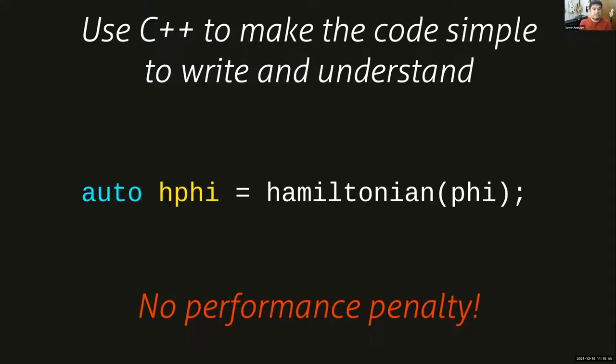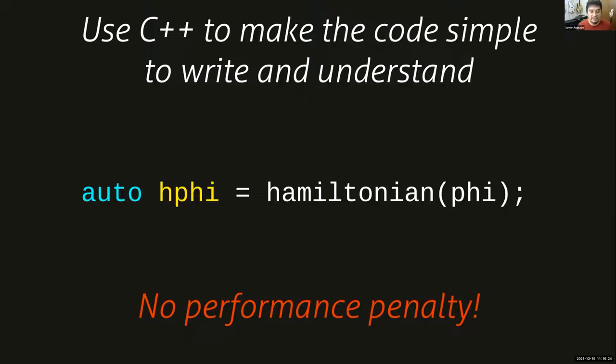The other advantage is that we are using modern C++. Maybe Alfredo will talk a bit more about this. He's the expert on this. We use C++ and all its features to make code that is simple to understand and to write. For example, this is an actual line you may see in the code: when we want to apply the Hamiltonian, we simply have a function called Hamiltonian that only takes one argument, the orbitals you want to apply the Hamiltonian to, and it returns a result.